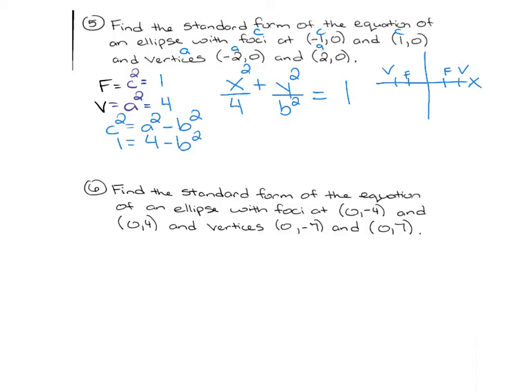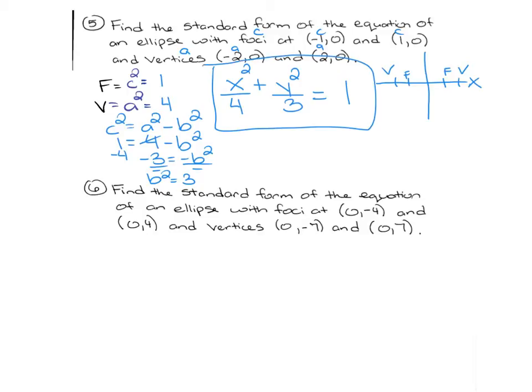So then I'm going to subtract the 4 here. I have -3 is equal to -b squared, divide by a negative, so I get b squared is equal to 3. I am not trying to find b, I'm trying to find b squared. So I just take this b squared out, I don't radical it, and this just becomes 3. So my answer is going to be x squared over 4 plus y squared over 3 is equal to 1.